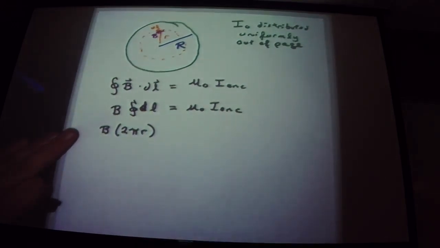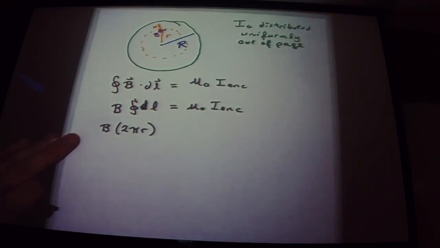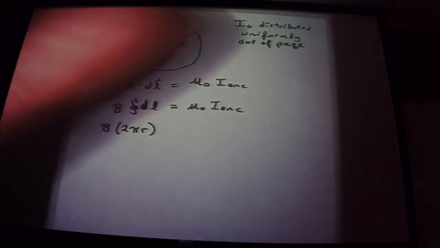Well, B is 2 pi big R, right? No, no. We're finding out what B is. We don't know what B is. We don't know what B is in this case. We're inside of that wire.